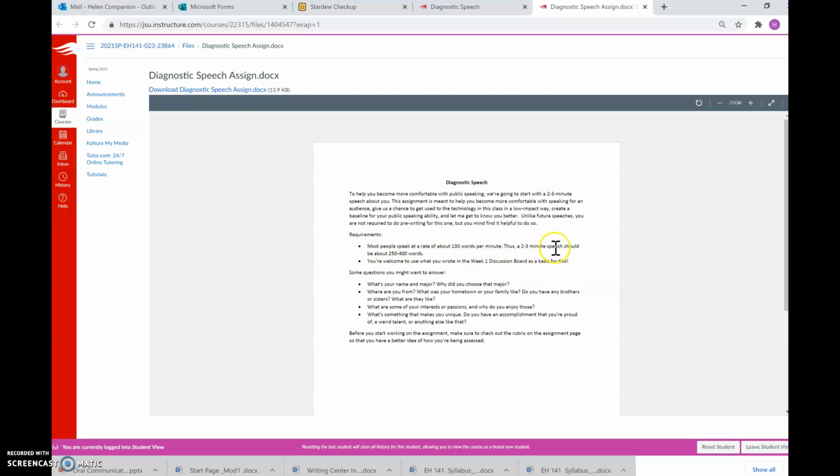Most people speak at a rate of about 130 words a minute, so for a 2 to 3 minute speech, if you're writing it down ahead of time or outlining it ahead of time, it's about 250 to 400 words. So here are some questions you might answer. You don't have to answer all of these, although most students who do well on it end up answering them in that order. And before you start working on the assignment, check out the rubric so you have a better idea of how you're being assessed.